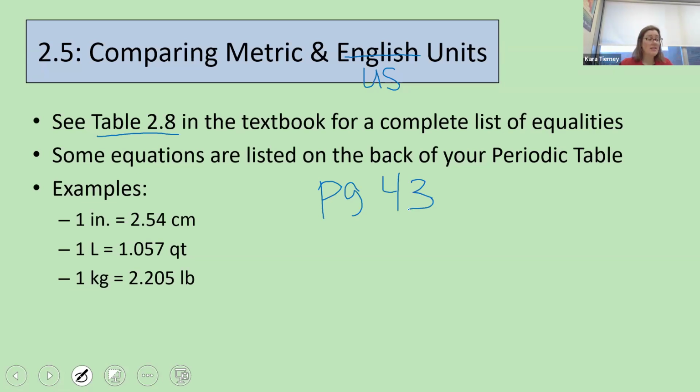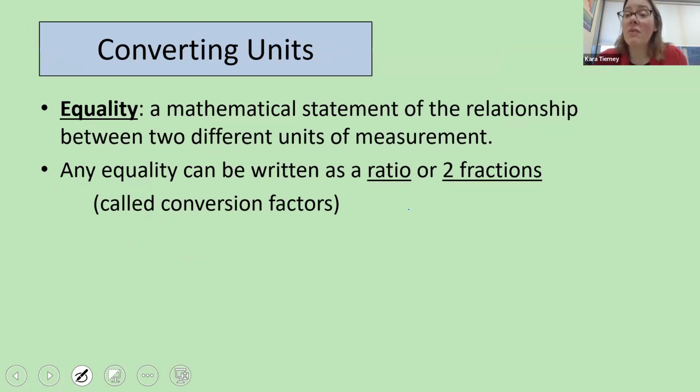That gives you a listing of a whole bunch of US to metric conversions. You do not need to memorize them. But what we're going to do is we're going to learn how to use them. So the equalities between metric units, we're going to learn how to use those. The equalities between US and metric units, we're going to learn how to use those.